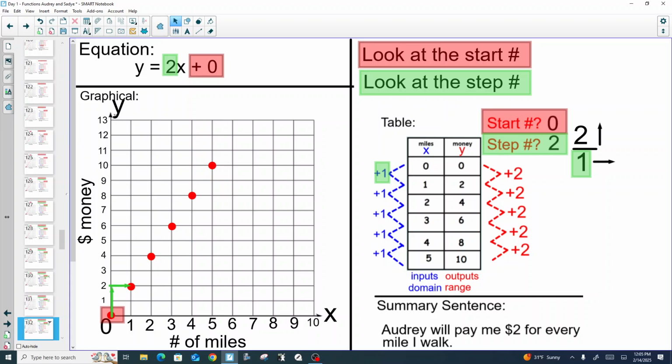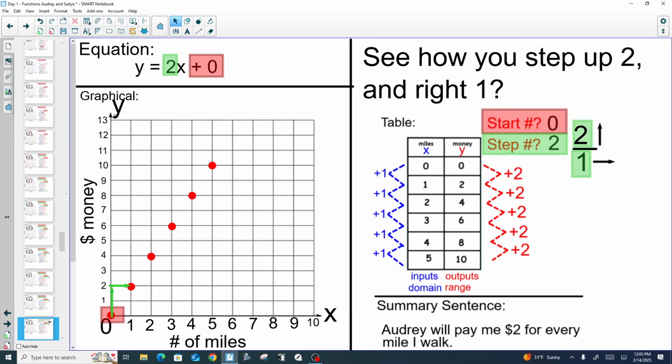Now step up again. Step up 2 and to the right 1. Did we get to another point that we already have? This is what I need you to sketch in on your papers, guys. That little, see those green arrows? What's it look like? Stairs. So why do I call it a step number? Because we're walking up the stairs. Is that starting to make more sense about why I'm calling it a step number?